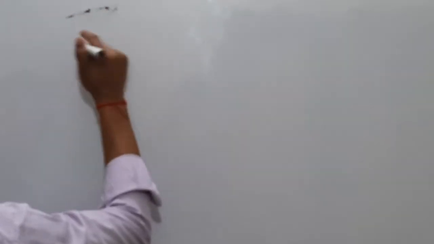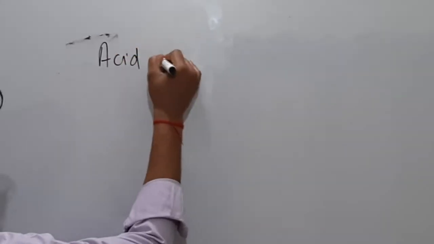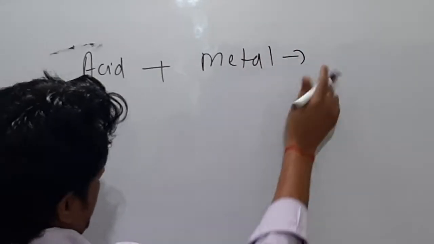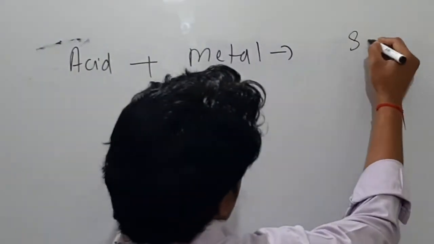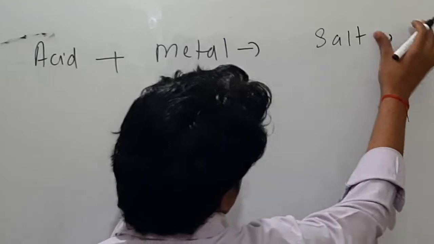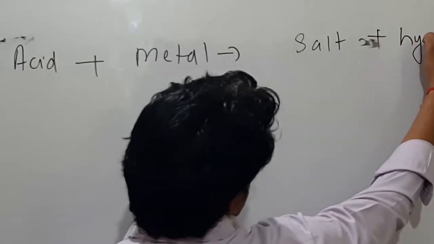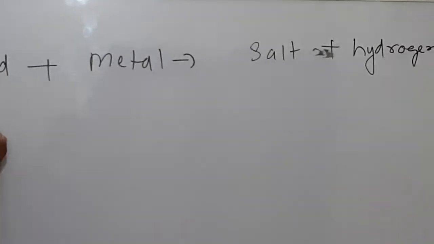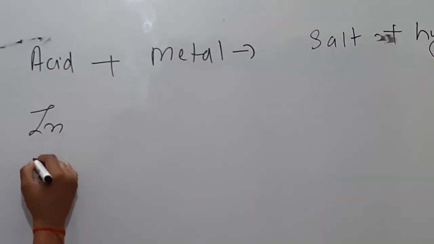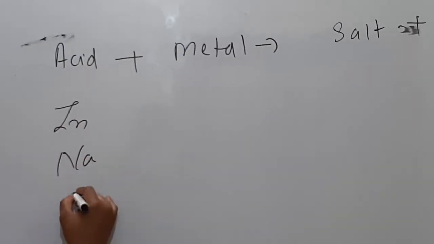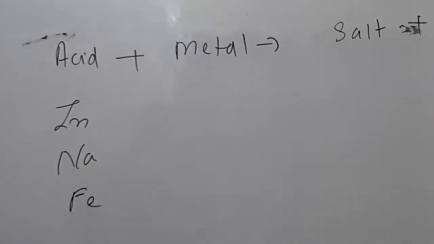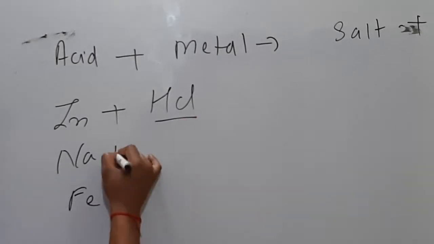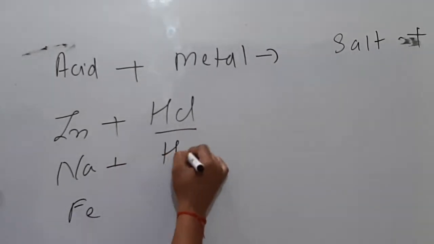First of all, whenever an acid reacts with a metal, it always forms salt and hydrogen. Now I am taking some metals, that is Zn, second one Na, sodium, Fe, and let's react with HCl, it is an acid. All these we should take as dilute acid.